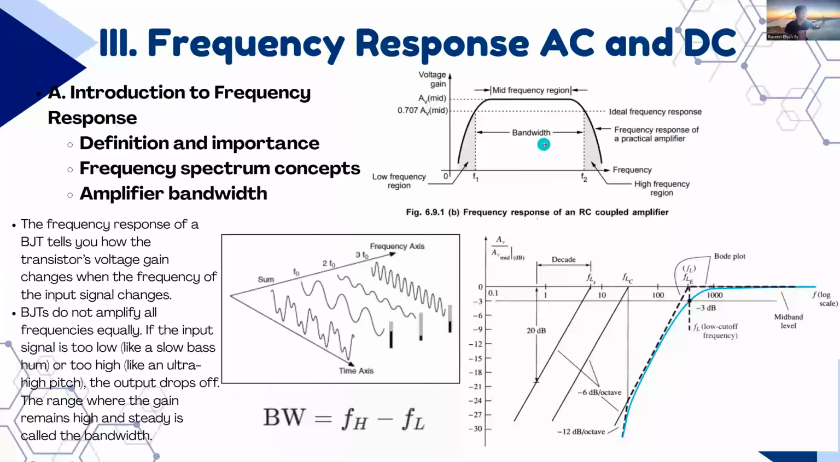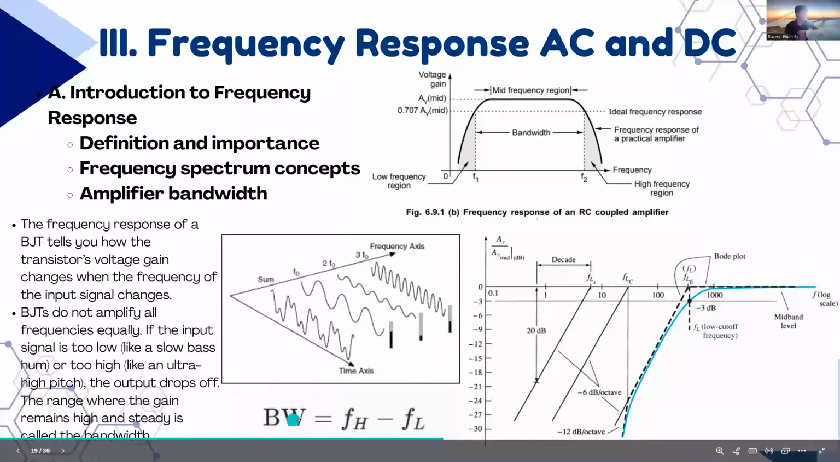These cutoff points, also known as the half power or negative 3 dB frequencies, mark the exact locations where the output power drops to 50% of its midband value, which corresponds to the voltage gain dropping to 70% of maximum gain. Mathematically, bandwidth is calculated as BW equals FH minus FL.